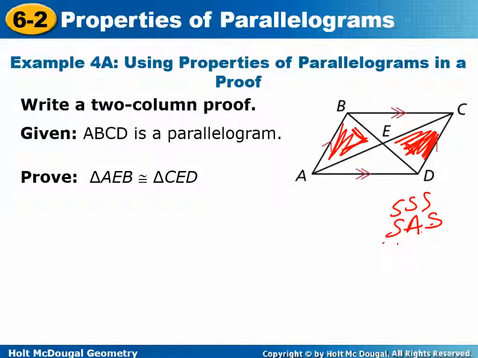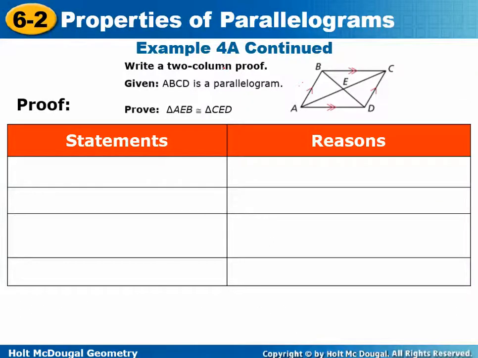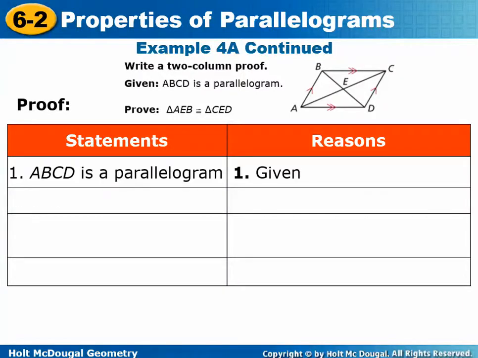We could show, what else do we have? Angle, side, angle, or HL, which won't work for this one because it's not a right triangle. So let's see what we got. We got a parallelogram. We know that opposite sides are parallel, right? Because it's a parallelogram. That's the definition of a parallelogram. We also know, because it's a parallelogram, that opposite sides are going to be congruent to each other. So we know that AB is congruent to CD.